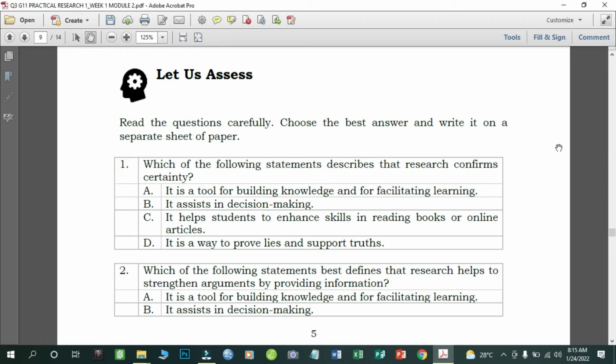Okay, you got it right. It's letter D. Okay, let's have number 2.